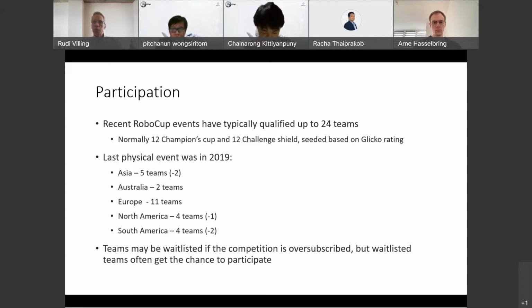Just for any new teams who are thinking of applying, in the qualification procedure, we often end up with some waitlisted teams that are not initially qualified, but it is often the case that some other qualified team will drop out, and so quite often waitlisted teams do get the chance to participate. So even if you're waitlisted, you should be encouraged that you will have a chance to participate.